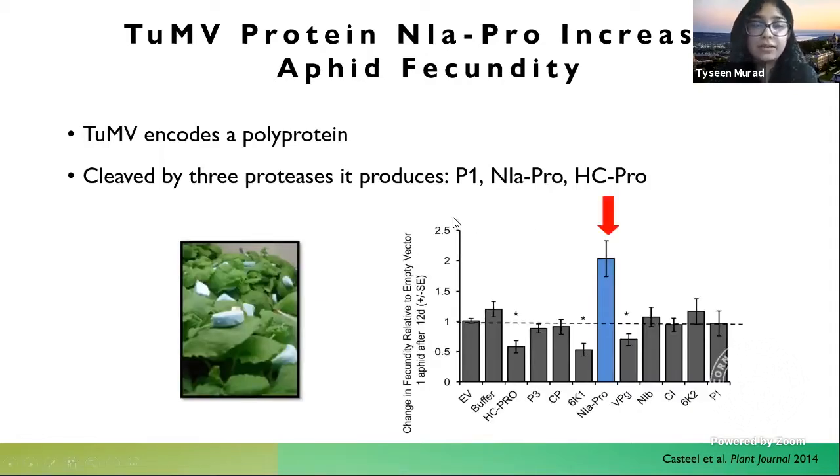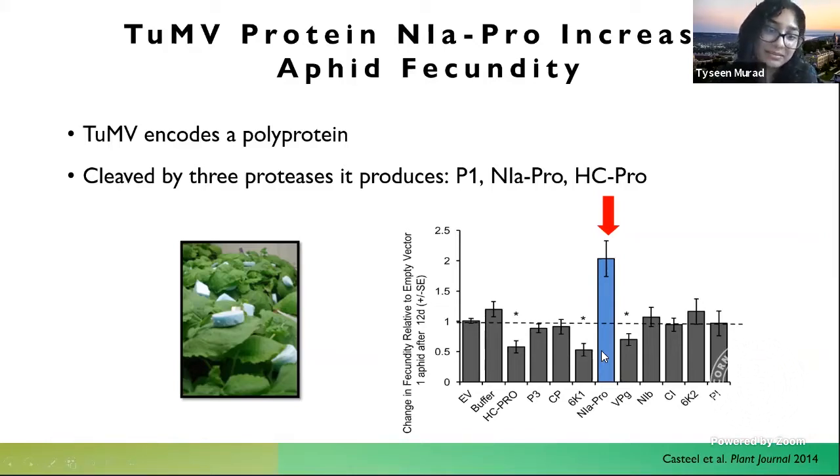So in order to figure out what the significance is of every one of these proteins in TuMV to aphid fecundity, or the aphid's ability to create offspring, previous researchers in Dr. Castillo's lab cloned each one of these major proteins and transiently expressed them in host plants, in this case in N. benthamiana. And they found that only the presence of one of these proteins significantly increased aphid fecundity when compared to the empty vector. And that protein here, under the blue bars, is NIa-Pro.